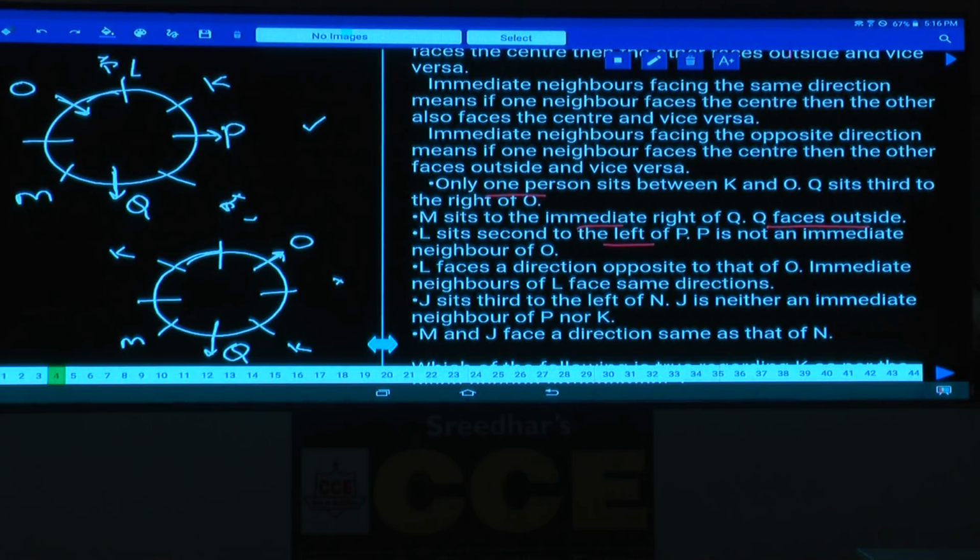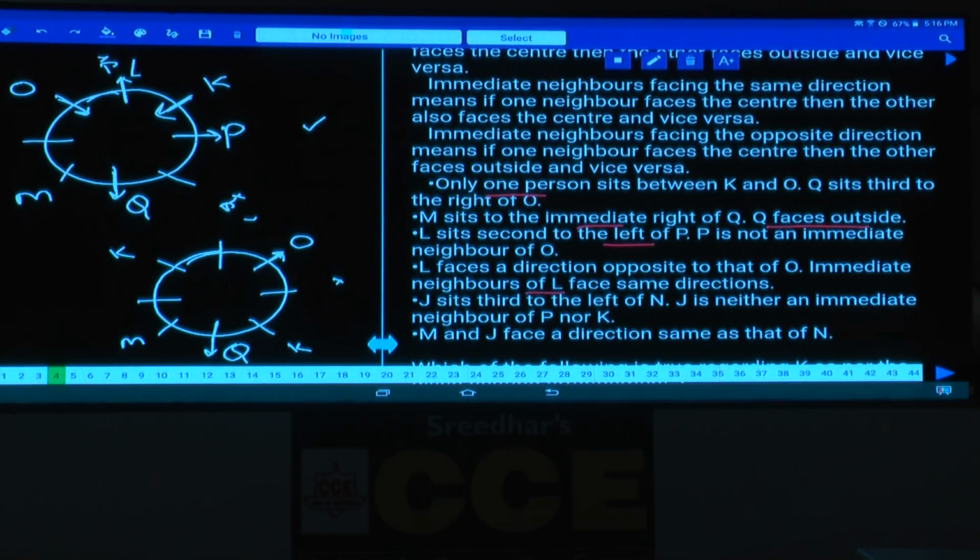L faces the opposite direction to that of O. O is facing the center, this L must be away from the center. And immediate neighbors of L face the same direction. Immediate neighbors of L are K and O. These two persons are facing the same direction.